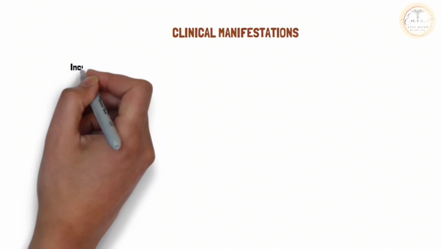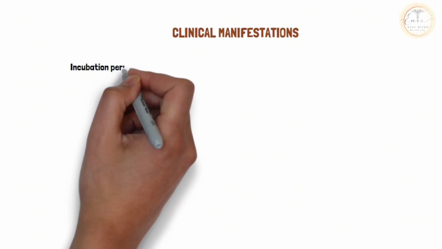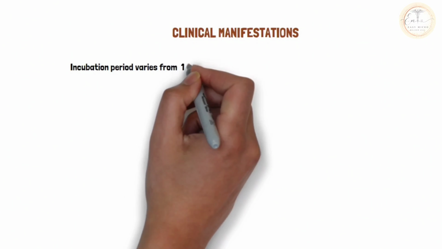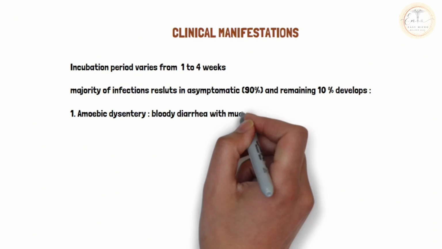The incubation period varies in different individuals. It varies from 1 to 4 weeks. The majority of individuals don't show any symptoms and remain asymptomatic. About 90% of people are asymptomatic, and the remaining 10% show symptoms such as amoebic dysentery. In amoebic dysentery, the patient suffers from bloody diarrhea with mucus and pus cells.